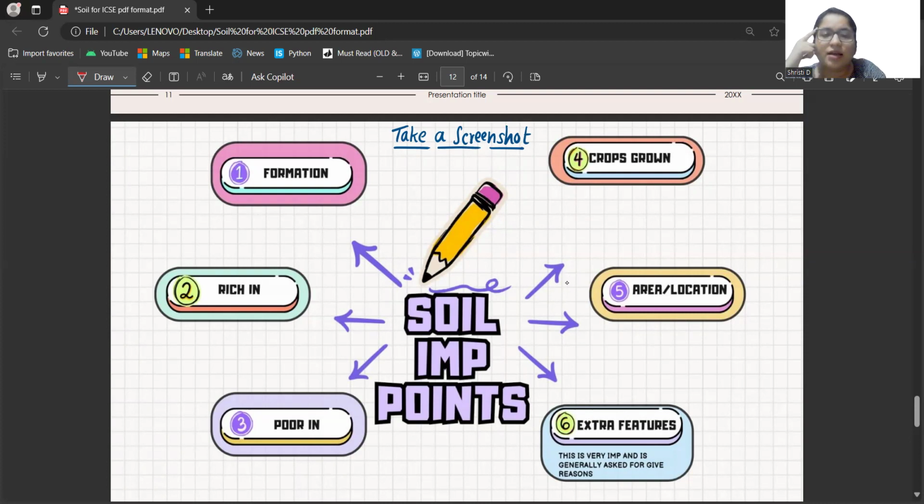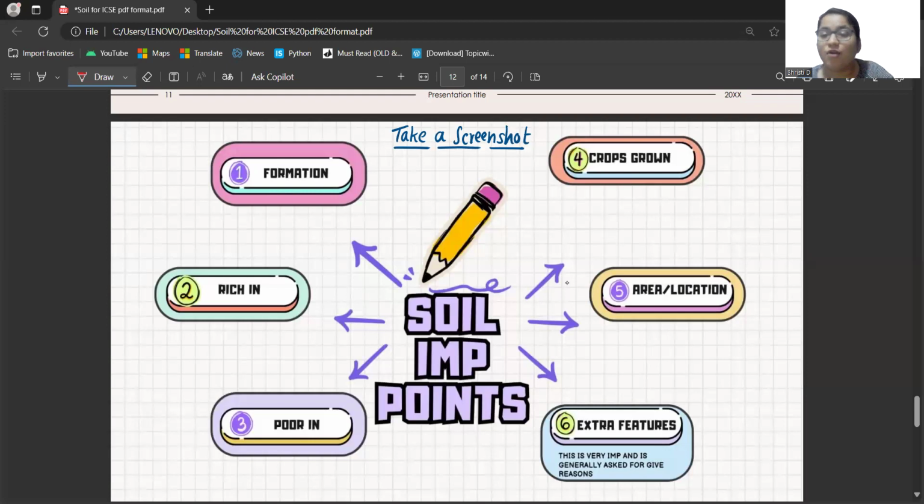Formation में क्या याद आ रहा है? क्या याद आ रहा है? Transported soil है, brought down by rivers. Write it down. Rich in IMPAL: iron, magnesium, potash, alumina, lime. Poor in NOP: nitrogen, organic matter, phosphorus. Crops grown के लिए wheat, रोटी, रोटी के साथ दाल चाहिए, फिर शक्कर, cotton, tobacco.